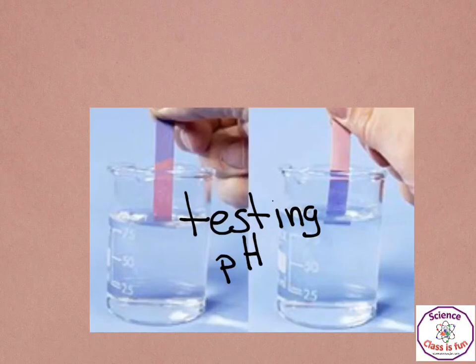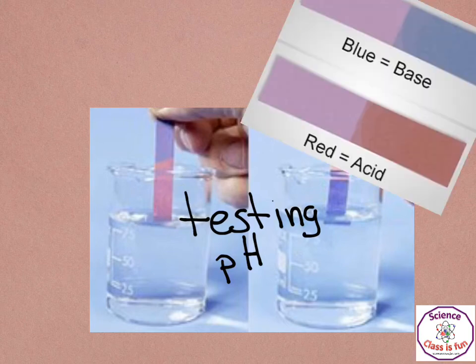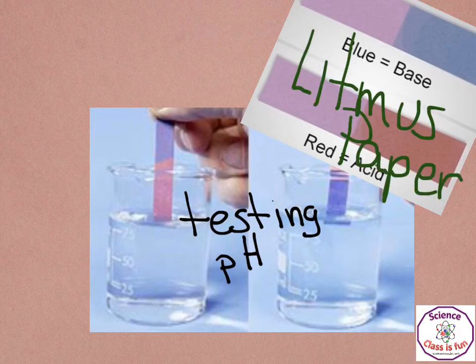So let's look at how to test for pH. What you're going to do to test for pH is you'll use these little strips of paper called litmus paper. And you'll notice that when you dip them into a solution, it can either turn blue or it turns red. If the litmus paper turns red, it means it's an acid, and if it turns blue, it's a base. So that's for litmus paper.